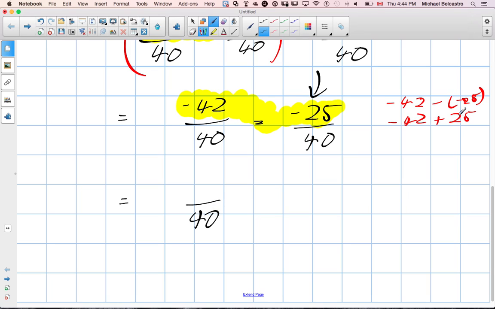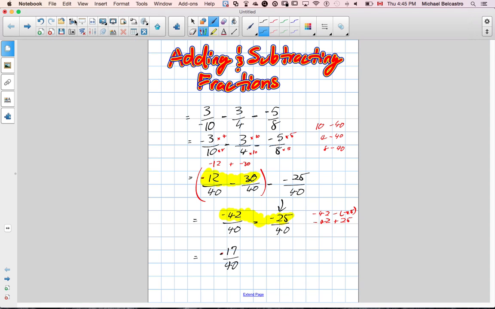Negative 42 plus 25 is going to be 27? No, 37. No, 17. Yeah, let's do this one more time. 30 to 40 is 10. There's 5 away and 2 away. It's 17. Negative 17. So negative 17 over 40 is our final answer here. Okay?